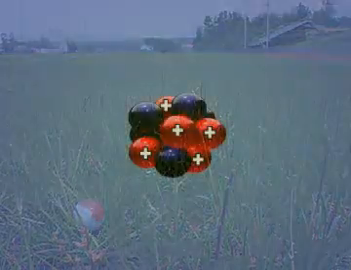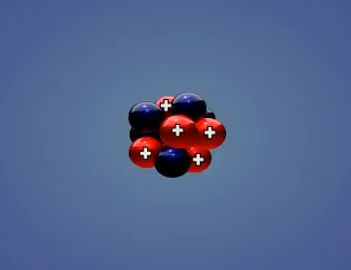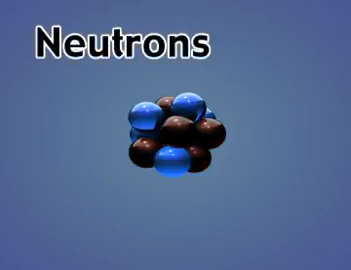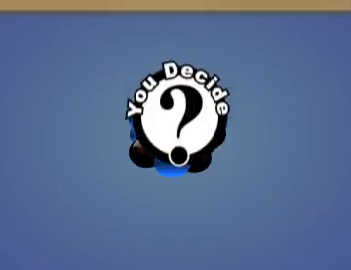Amazing! Protons are positively charged subatomic particles located in the nucleus. Sometimes a plus sign is used to indicate the positive charge of a proton. Neutrons, another type of subatomic particle in the nucleus, do not have a plus sign. You decide.